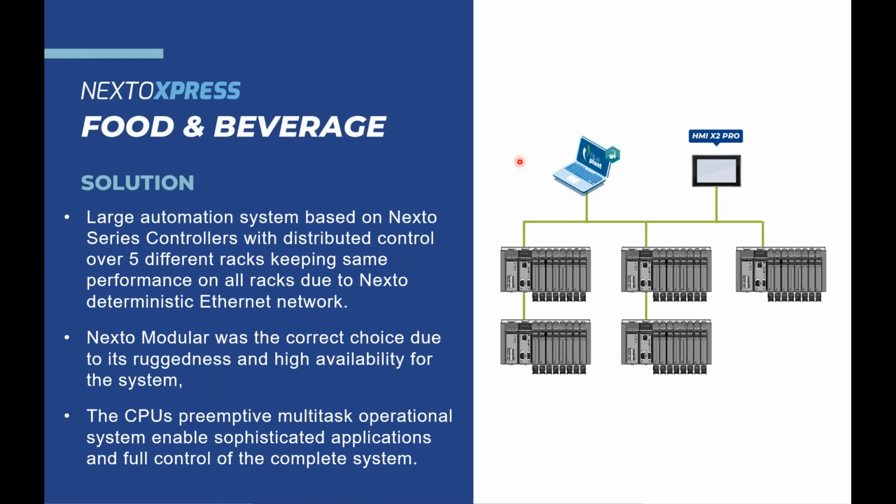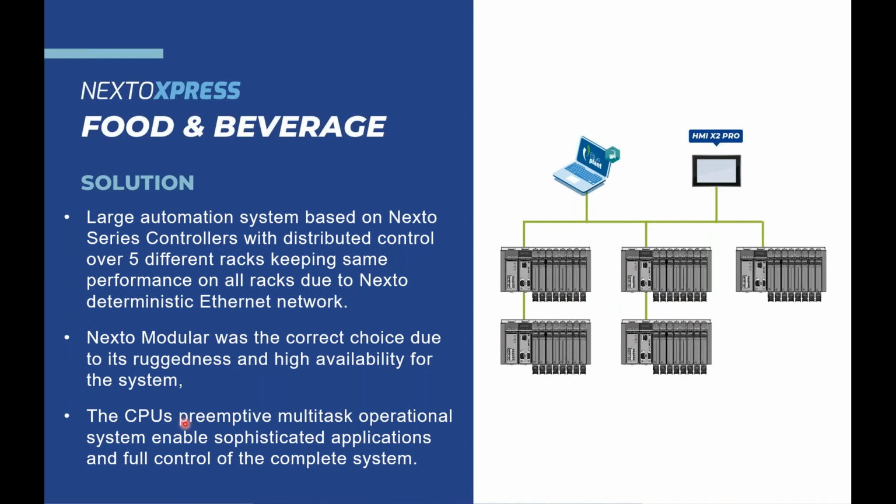So what is the solution? It is a large automation system based on Nexto modular. This is the big one with distributed IOs. We have 5 different racks in the field, keeping the same performance on all racks. The big challenge here is to keep the performance in all the racks the same, so we could not have any change from one to the other. Nexto modular was the correct choice regarding the ruggedness and the high availability for the system.